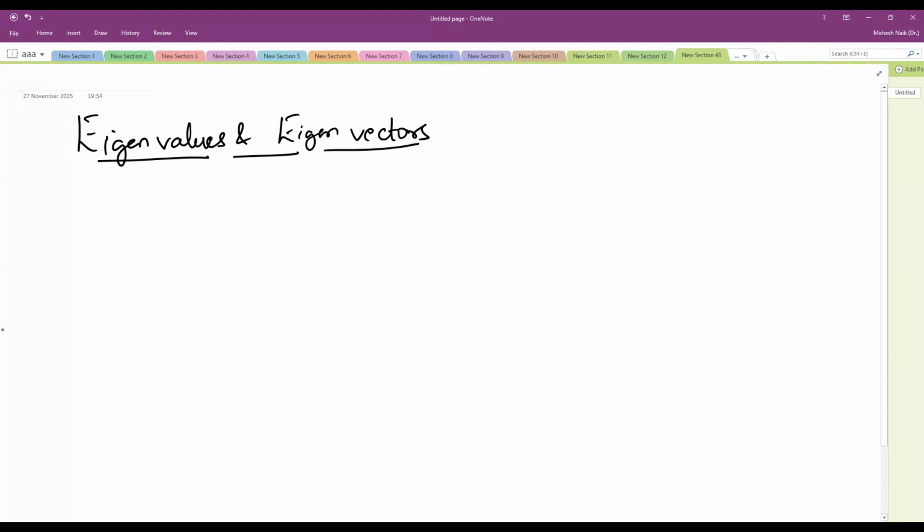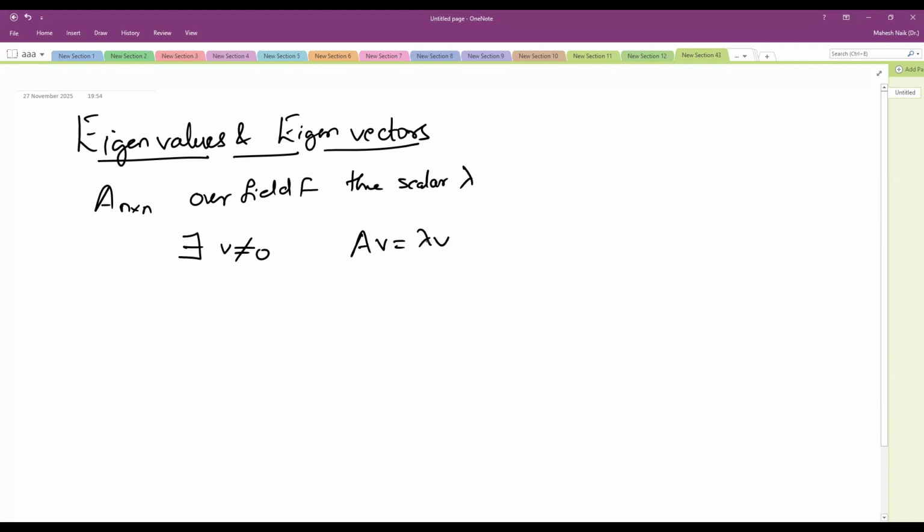If A is a square matrix of order n cross n defined over a field F, then the scalar lambda will be called the eigenvalue of A if there exists a non-zero vector V such that AV is equal to lambda times V. So this lambda is the eigenvalue of the matrix A and V is the corresponding eigenvector.